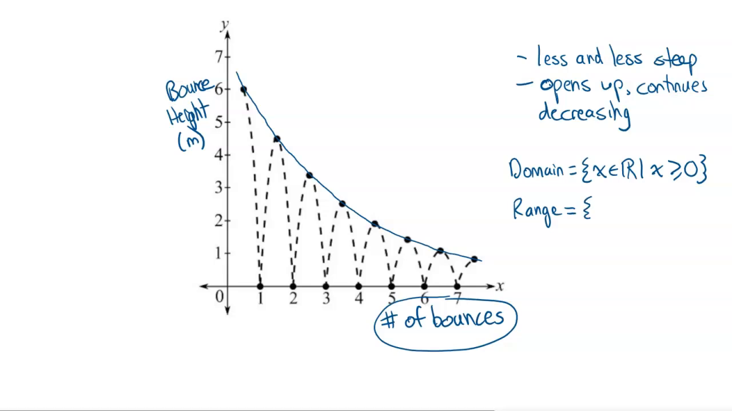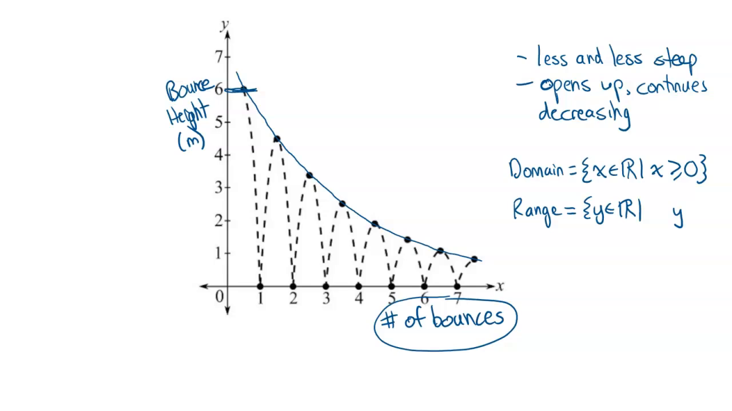The range is the possible y values. And the range here, we could say, is y is a set of all real numbers such that, well, y is actually going to be less than 6. It's starting at 6, and then it's going down and not quite becoming 0, right? It's always, as we said, going to have a little bounce to it still.